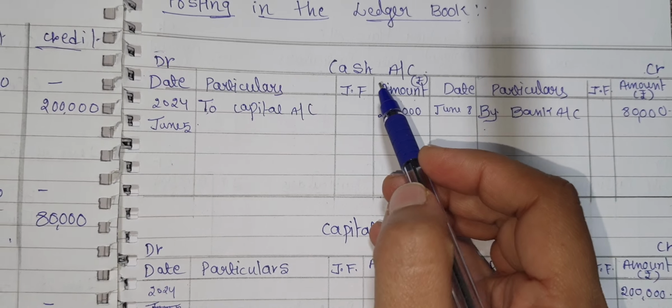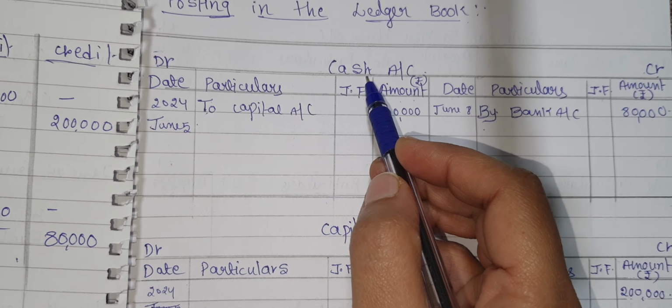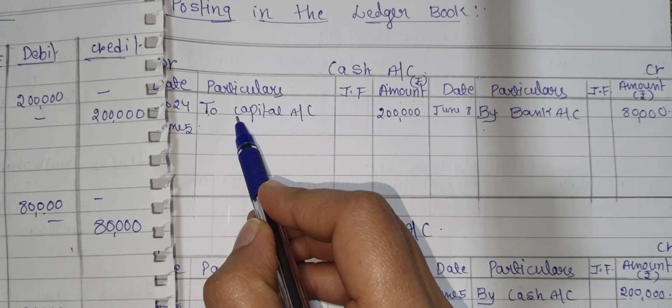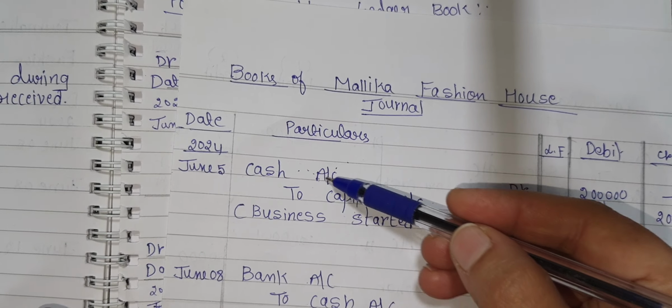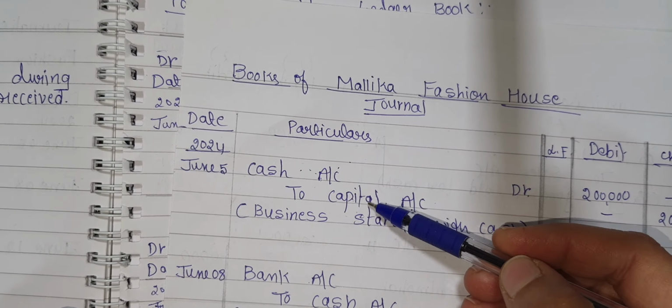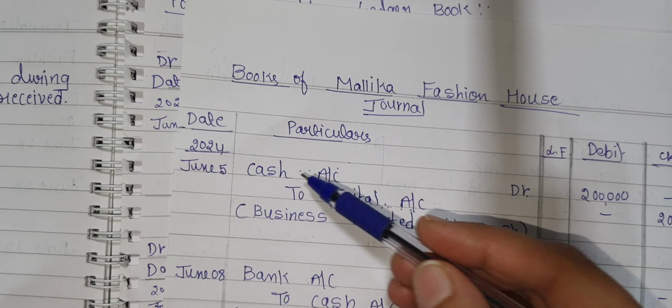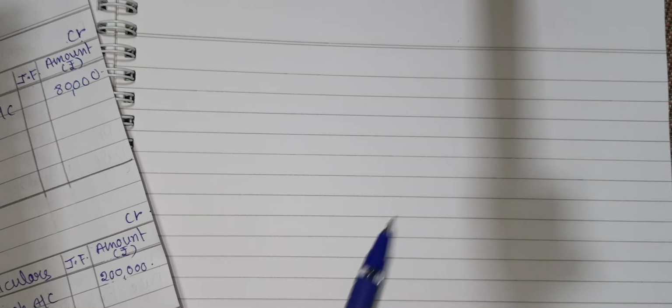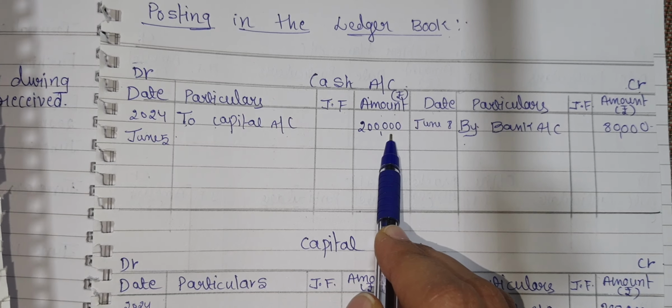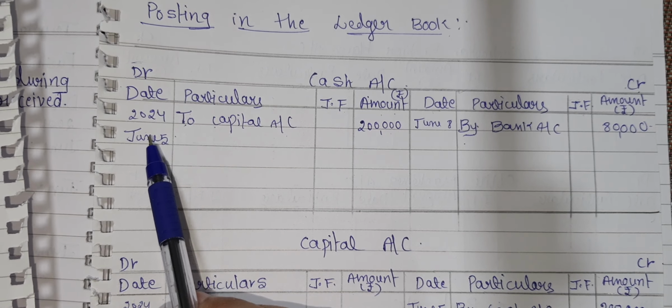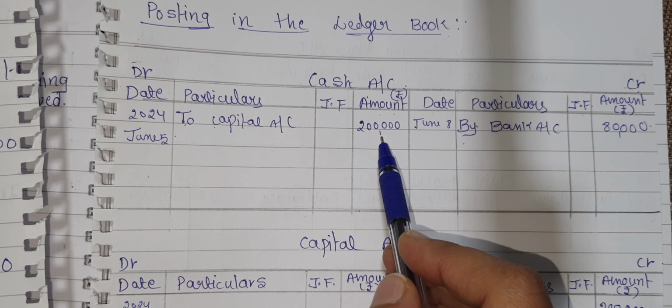So in the cash account, here we have already opened. Come to the debit side and write down the opposite entry of cash account, that is capital account is the opposite entry of cash account. So write down to capital account, that is rupees 2 lakh. Here we have to write down the date, that is June 5th, that is rupees 2 lakh.